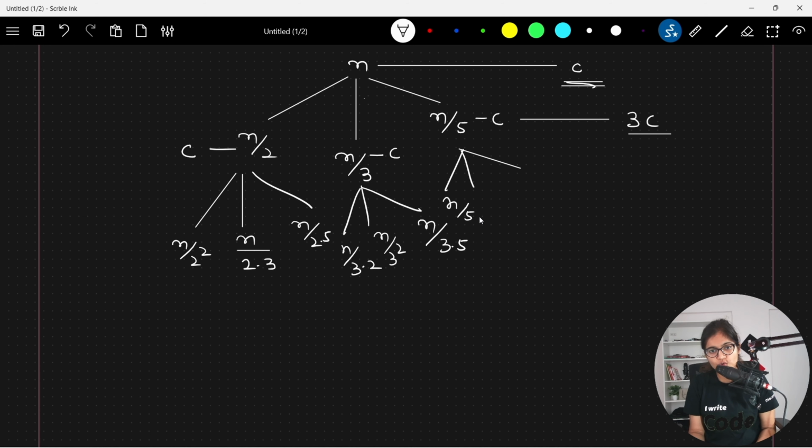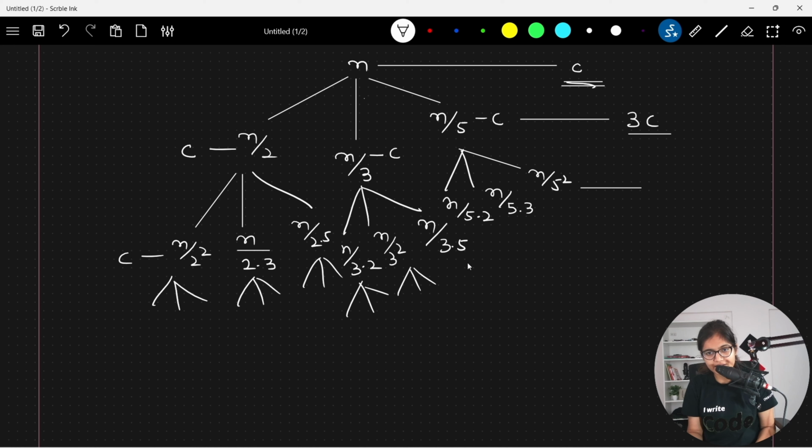n by 2 we can say, n by 5 into 3 we can say, and n by 5 square, and so on. Now if you try to observe the pattern, at each and every time the cost again, there will be a 3 times splitting, here as well, here as well, here as well, and here as well. Now here it will be nothing but 3 to the power 2, that is 1, 2, 3, 4, 5, 6, 7, 8, 9, 9c.